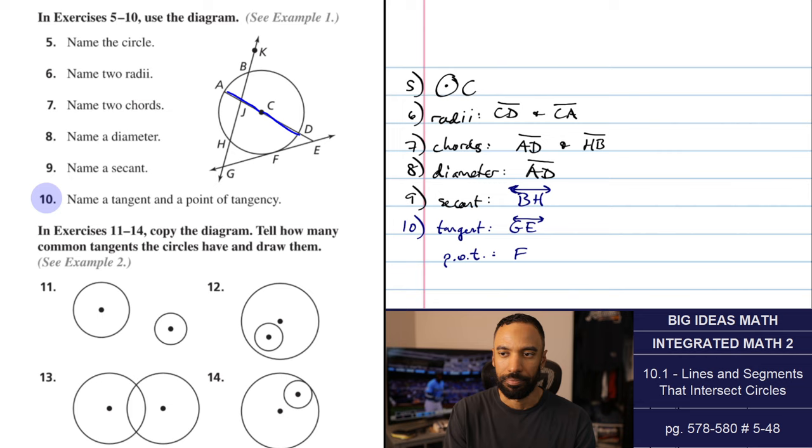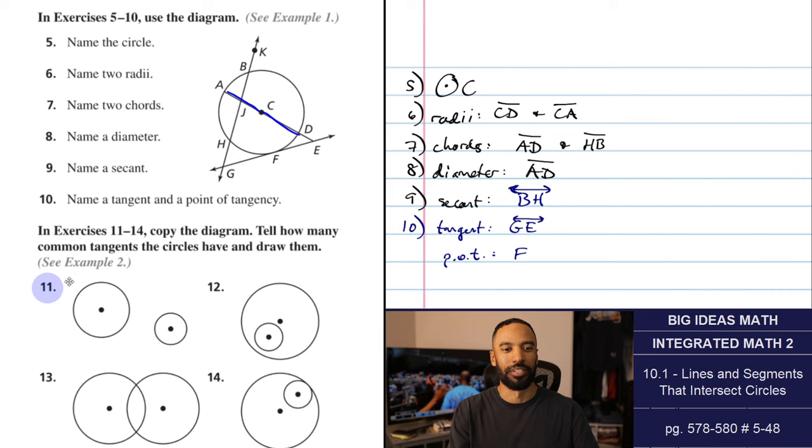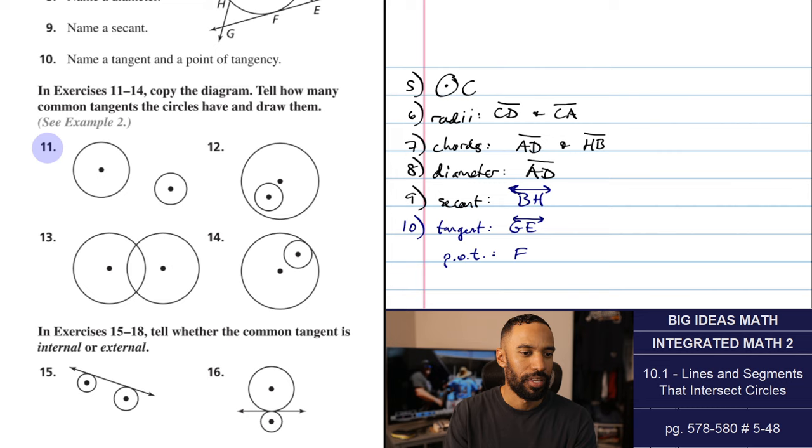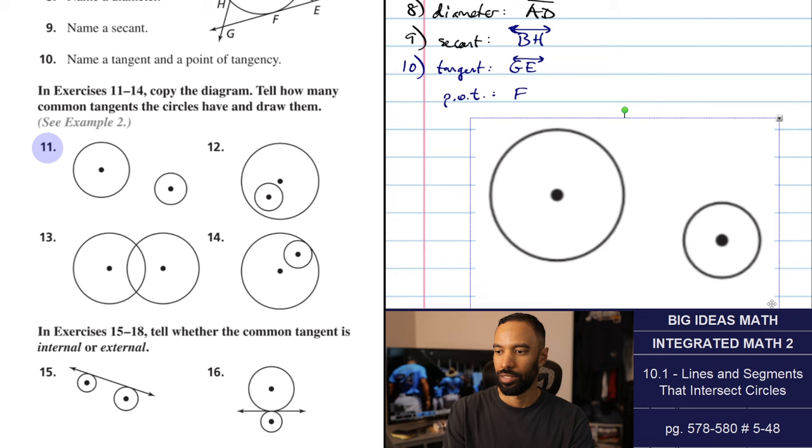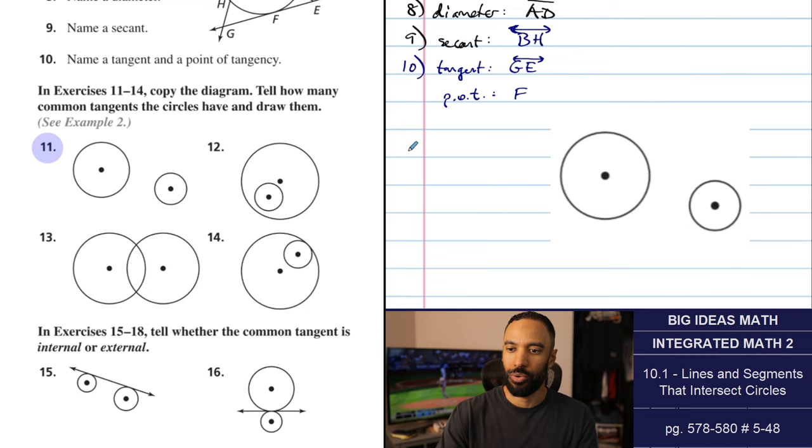Okay, numbers 11 through 14. Copy the diagram. Done. Actually, I'm going to copy and paste. Tell how many common tangents the circles have and draw them. So on number 11, you have two circles that don't touch each other at all, but they should share some tangent lines. They have external tangents, internal tangents, things like that.